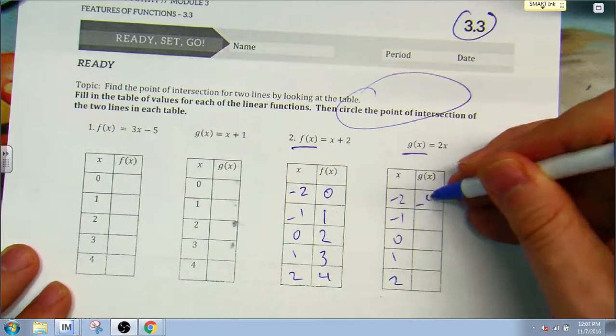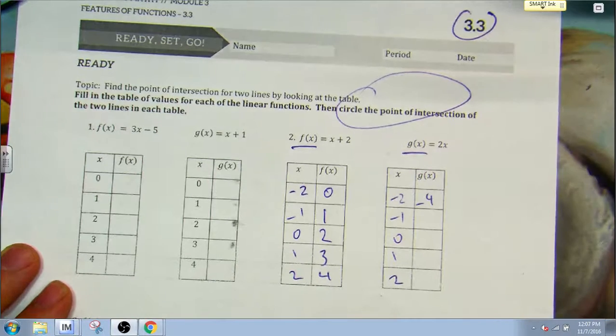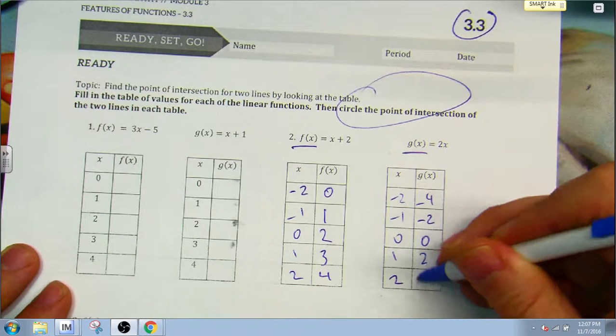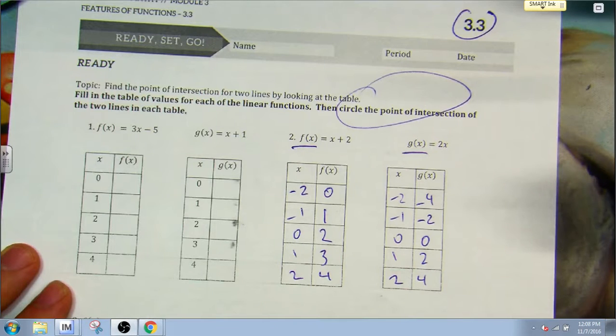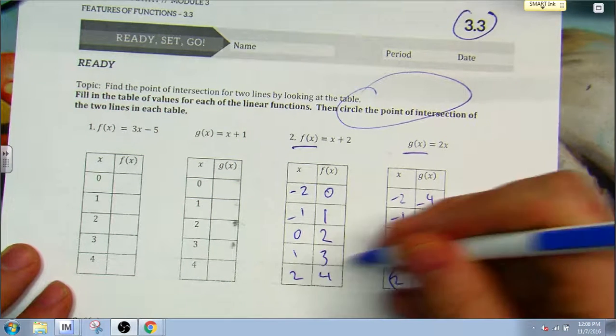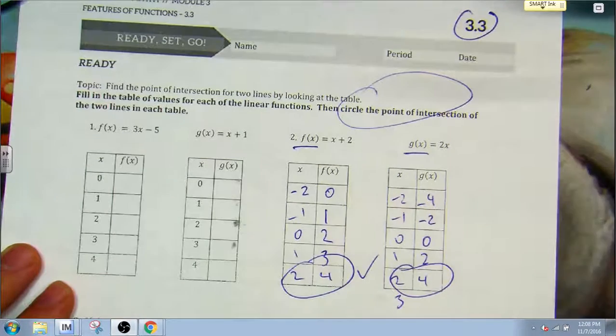-2, that's -4. -1 would be -2, 0 would be 0, 2, and 4. Cool. Got it. So, let's see, where does it cross? I don't see where it crosses. This would be 3 and, oh, there it is, 2 and 4. Aha, I found it. Bing. So that's where it is.